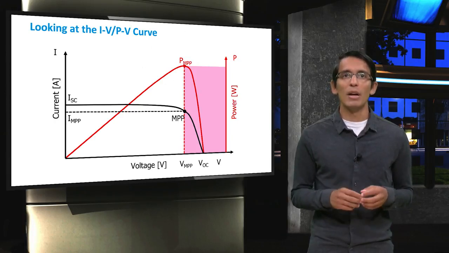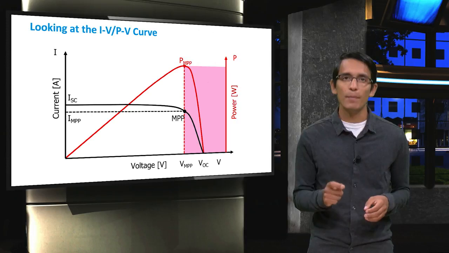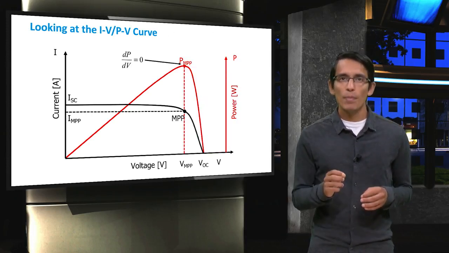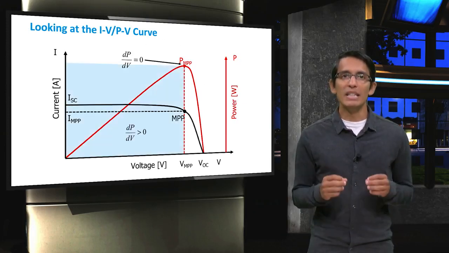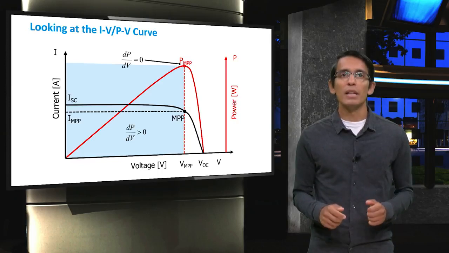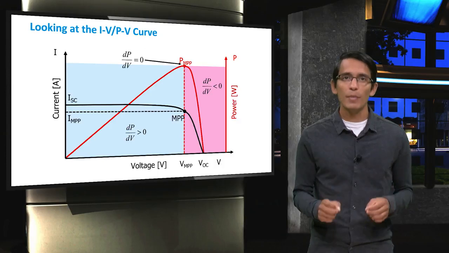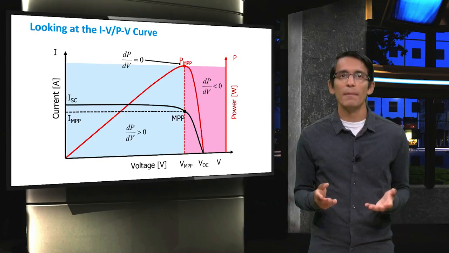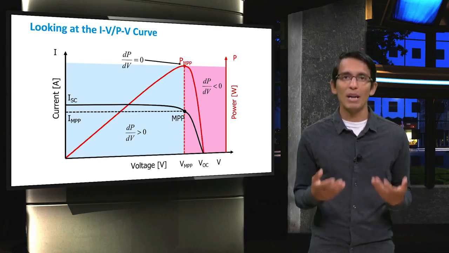One thing that is unique about these three regions is the derivative of the power with respect to the voltage, or dP/dV. At the maximum power point, dP/dV is 0. In the blue region, to the left of the maximum power point, dP/dV is positive. Finally, to the right of the maximum power point, dP/dV is negative. So now you can see that if there is a way to determine dP/dV, then we can easily determine which way to move in order to reach the maximum power point.